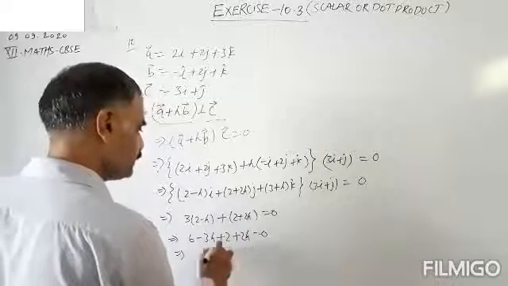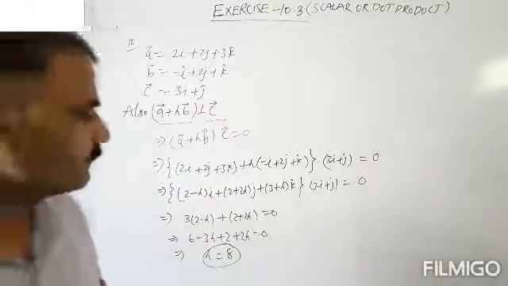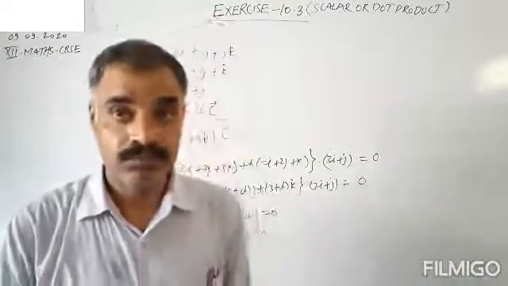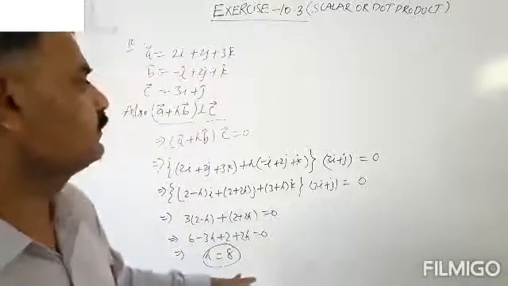Means lambda is equal to 6 plus 2, 8. Okay, so lambda is equal to 6 plus 2, 8. So the value of lambda is 6 plus 2, that is 8.